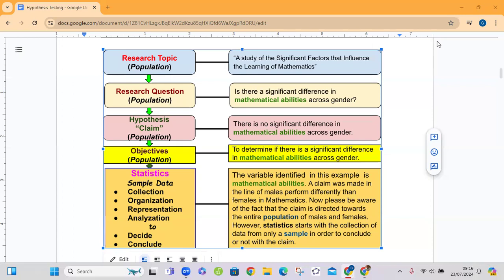Okay, so the variable identified here is mathematical abilities. A claim was made in the line of males performing differently than females in mathematics, or performing the same. Now, please be aware that the population claim is directed towards the entire population of males and females. However, statistics starts with the collection of data from only a sample in order to conclude with or against the claim, the hypothesis. So the important point is that the hypothesis comes after the research question. It's an attempt to answer the research question before data was collected.